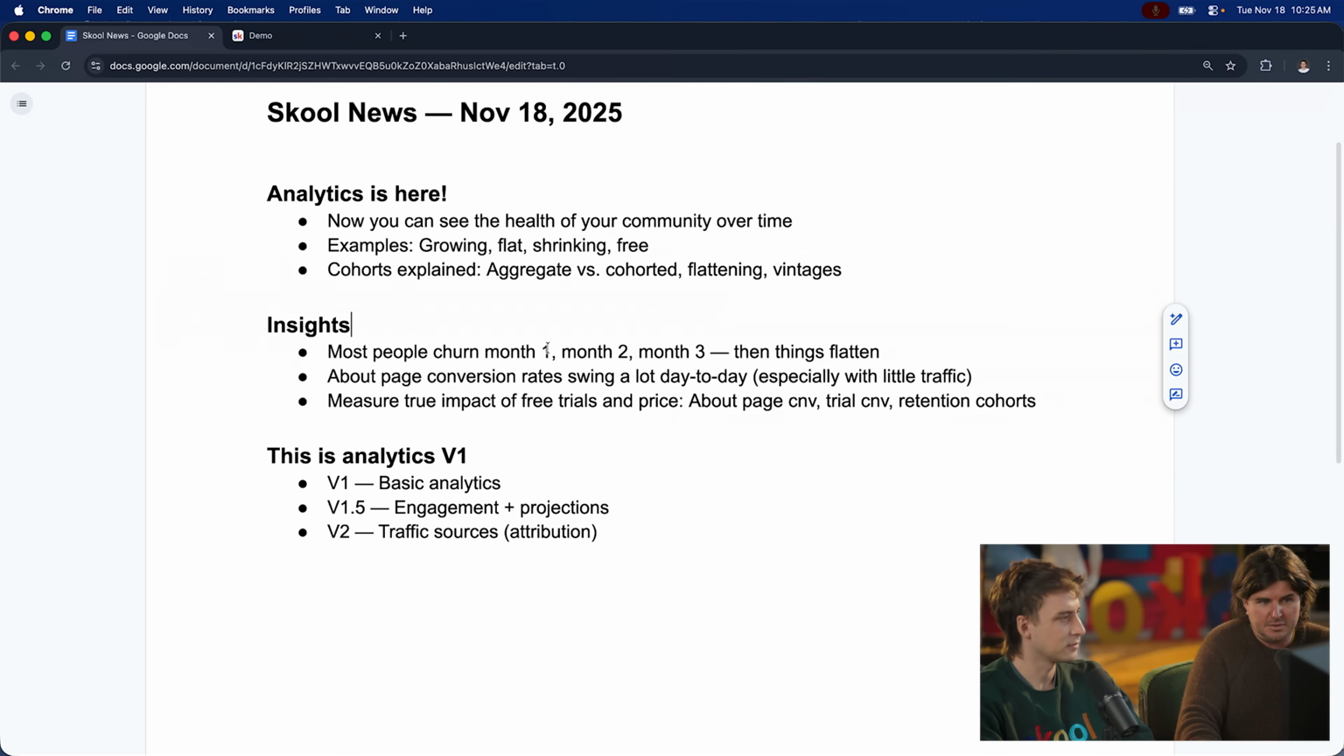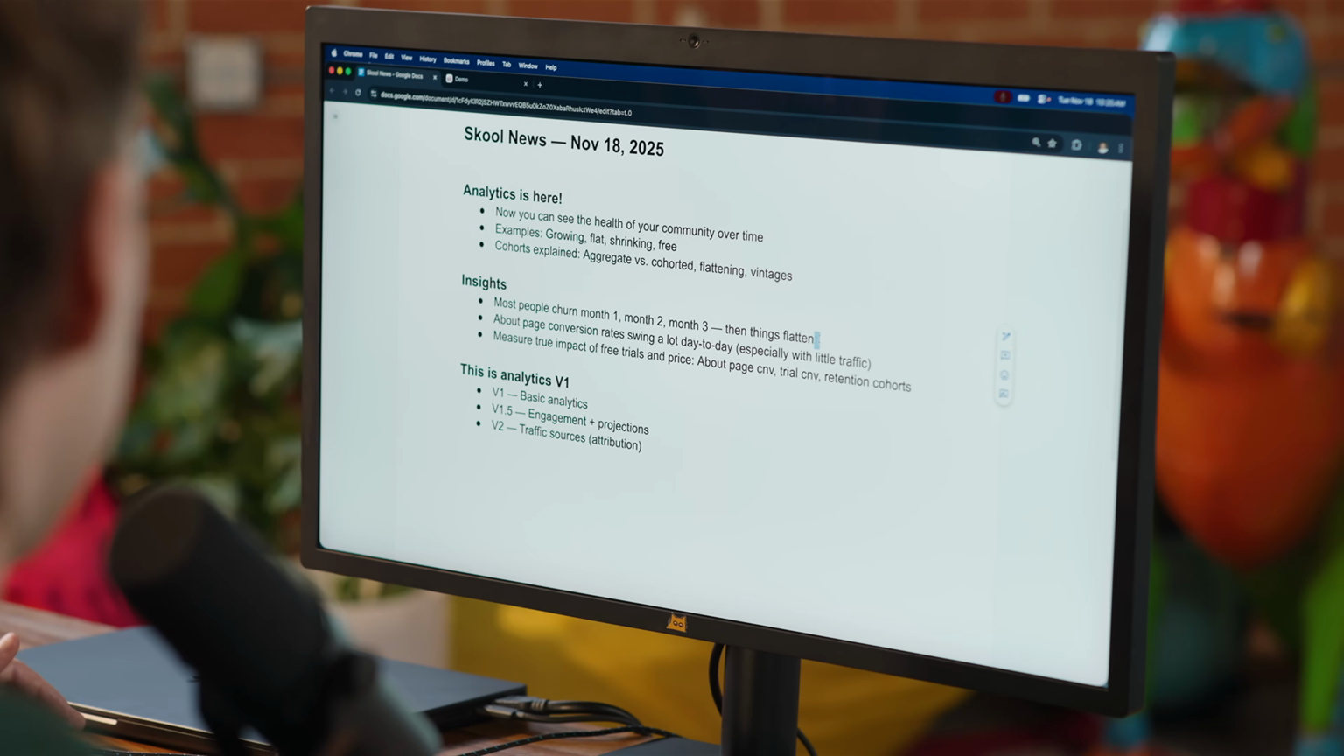Most people churn month 1. That's the steepest churn most of the time. Then followed by month 2 and then month 3, but then things flatten. This is what we see across the board. Yours might be slightly different, but you should look to see when your cohorts kind of flatten.